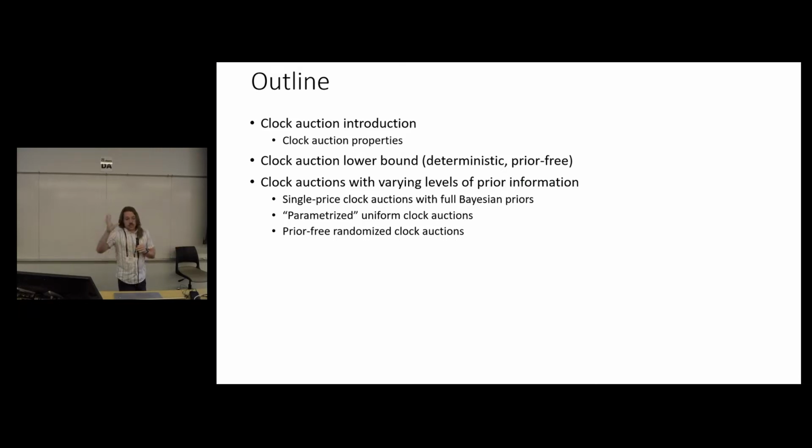And then I'll move into the work from our paper itself and present the three auctions that we propose. These auctions gradually need less and less prior information access to perform well, but to address this decrease in information, they need to grow increasingly more and more complex. But first, let's take a look at what a clock auction might look like.